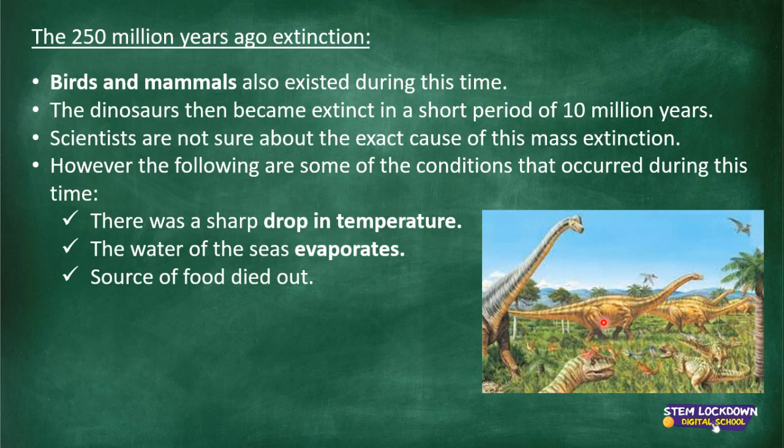So there was a sharp drop in temperature, the water of the seas evaporated, and the source of the dinosaurs' food died out because they couldn't survive this drop in temperature. So plants that were adapted to higher temperatures couldn't survive this drop in temperatures, so they died out. And these species over here, as you can see, this is during the Jurassic period. The dinosaurs didn't have anything to eat, so they died and became extinct.